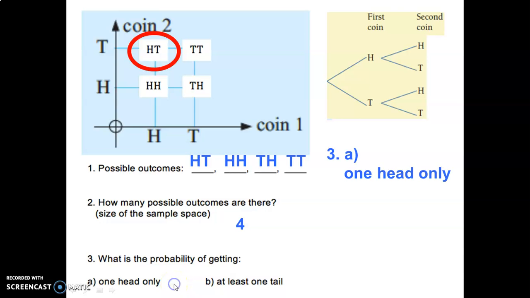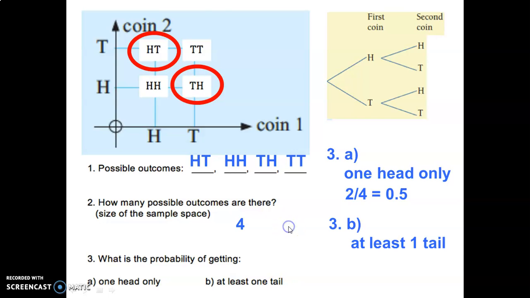What is the probability of getting 1 head only? Well, hopefully you figured out 1 head only is this one and this one. Therefore, 2 out of the 4 possibilities are 1 head only. Next question: what's the probability of getting at least one tail? At least one tail means this one, and this one, because at least one means one tail or more, so two tails is okay. So now we have 3 out of 4, 0.75.